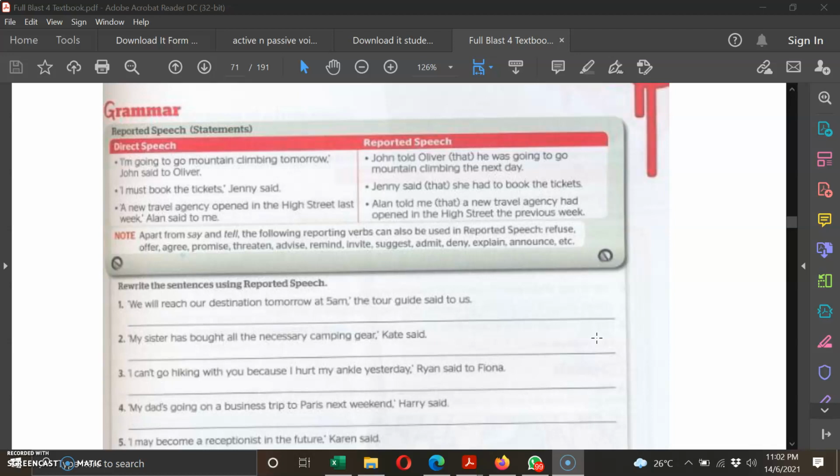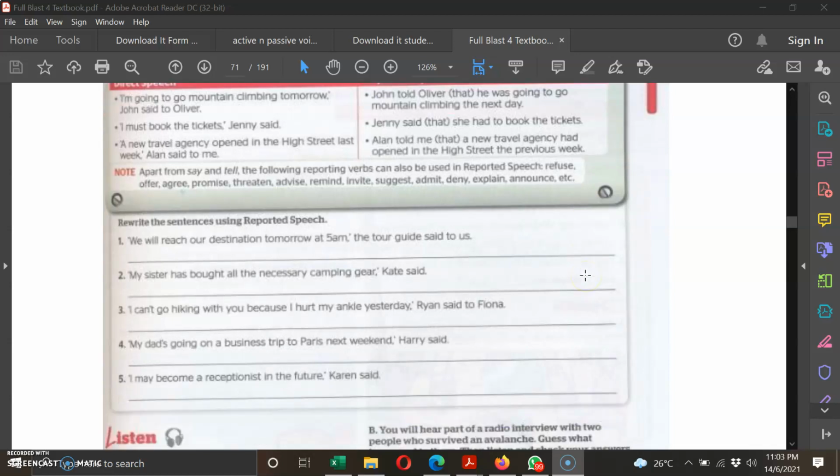Okay. Note, apart from say and tell, selain daripada menggunakan say dan tell, the following reporting verbs can also be used in reported speech. Ayat kata kerja melaporkan boleh juga digunakan dalam ayat pindah. For example, sebagai contoh, refuse, enggan, offer, menawarkan, agree, bersetuju, promise, berjanji, threaten, mengugut, advise, menasihati, remind, mengingatkan, invite, menjemput, suggest, mencadangkan, admit, mengaku, deny, menafikan, explain, menerangkan, announce, mengumumkan, etc. dan sebagainya.